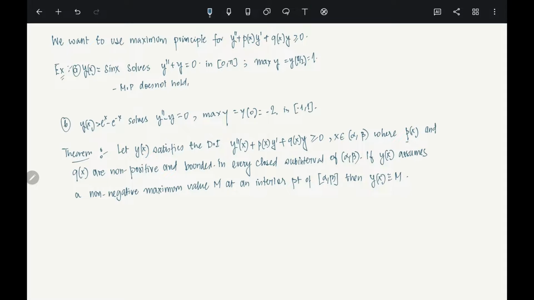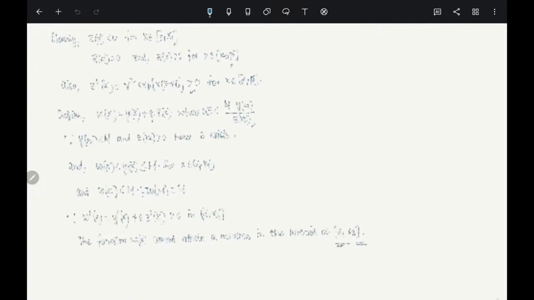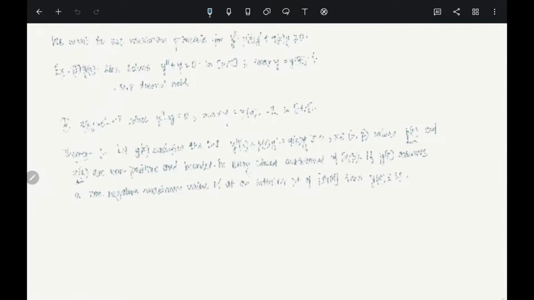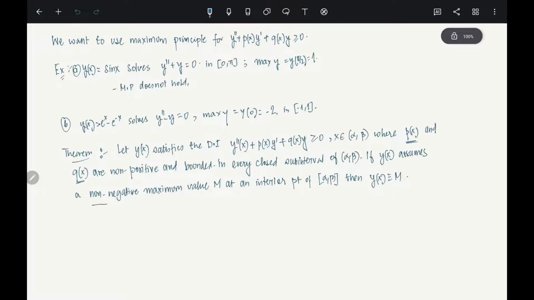So this is very important. P and q have to be non-positive, less than or equal to 0 there, and they are continuous. For now, let's just assume it is continuous. You don't need continuity, but we can assume that. Before, we just said that if the function attains its maxima at an interior point, it has to be constant. Here we are not saying that. Here you are saying that if y(x) assumes a non-negative maximum value m, not any maximum, at an interior point, then it is constant.